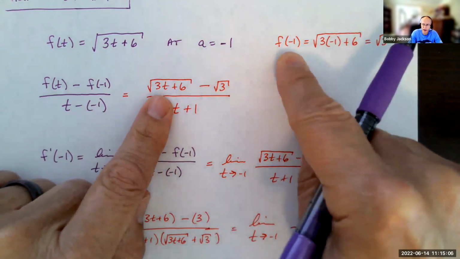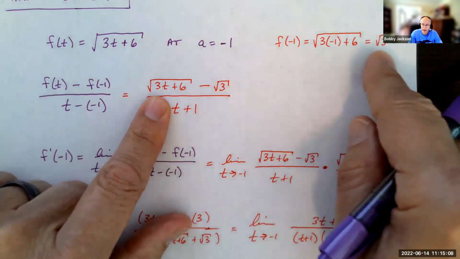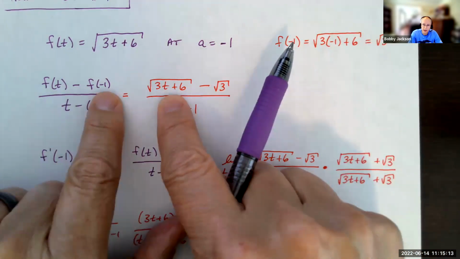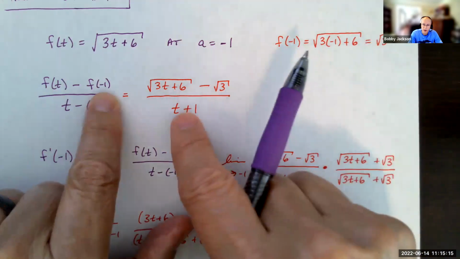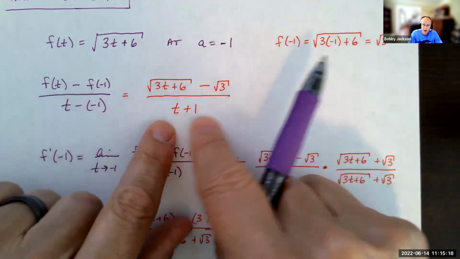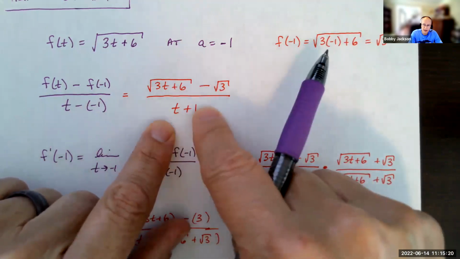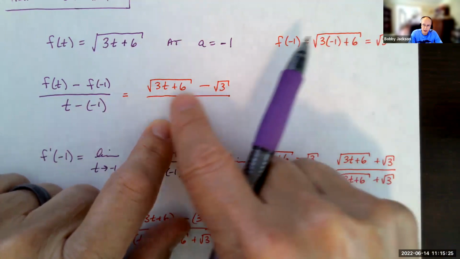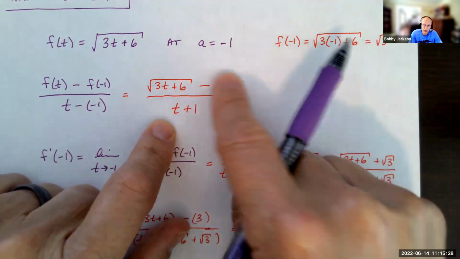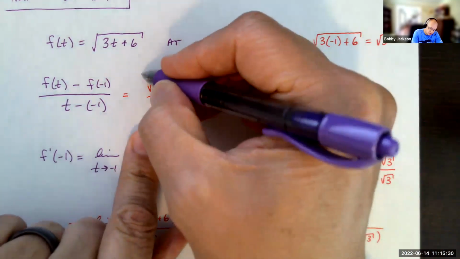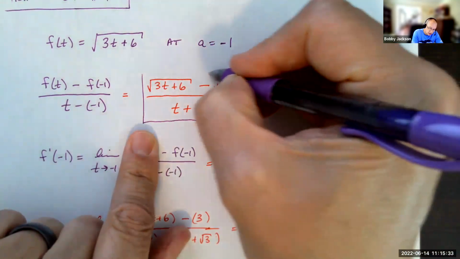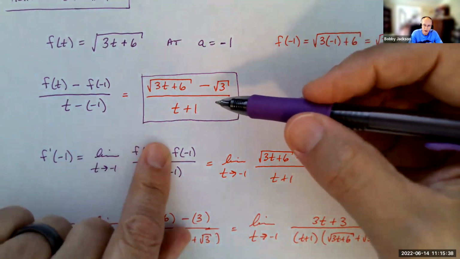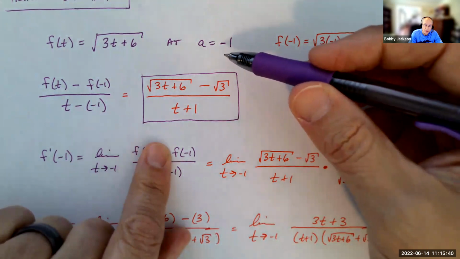Of course, if I plug in -1 into the function, simplify, get the square root of 3. So this becomes f of t, which is the square root of 3t plus 6, minus f of -1, which is square root of 3. And then t minus -1 is t plus 1. Now, in the previous problem, we went ahead and simplified. You could actually simplify by multiplying by the conjugate of the numerator. You can rationalize the numerator. But this is what they want in that answer, just that expression. That's the difference quotient for the function at a equal -1.